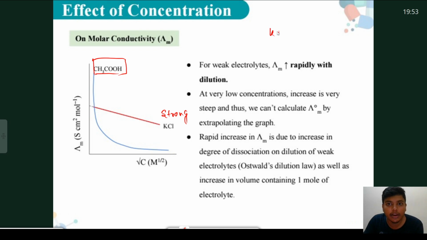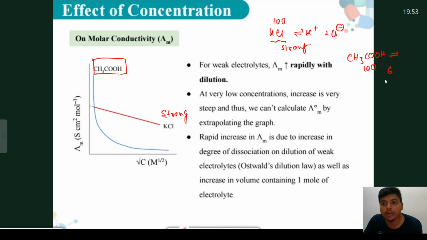Like if you take KCl or NaCl, if you take 100 molecules of KCl, it will break into 100 K plus and 100 Cl minus. That's why KCl is known as a strong electrolyte. But if you take acetic acid, CH3COOH, 100 molecules, suppose you will get only 6 acetate ions and 6 H plus ions. Understood? So it does not dissociate completely. That's why the equilibrium sign is there. In grade 11, you learn this in ionic equilibrium.